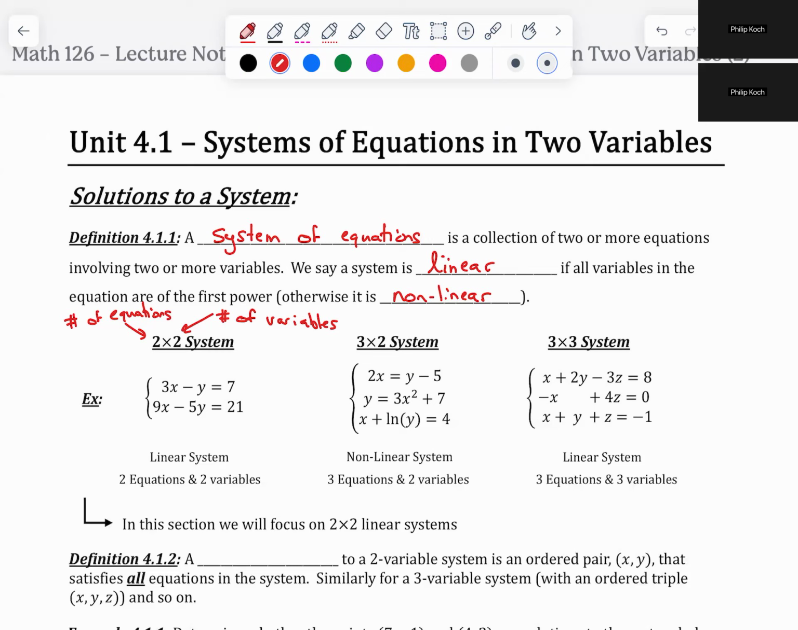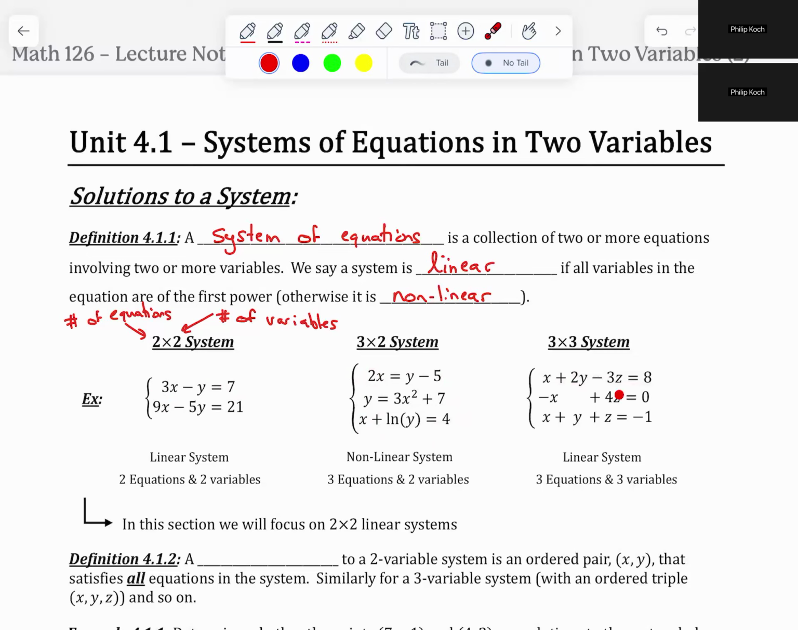So equations then variables. This is a 2x2 system because it has two equations and two unknowns, two variables. And it's a linear system because all the variables are raised to the first power. There's no function being applied to them like an e or whatever. The next one has three equations and two variables, so it's a 3x2 system. And it's nonlinear because of things like the x squared and the natural log of y. That's what makes it nonlinear. Sure, the first equation is a linear equation, but the other two are not.